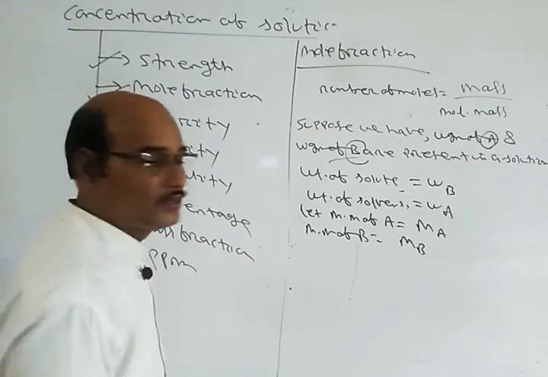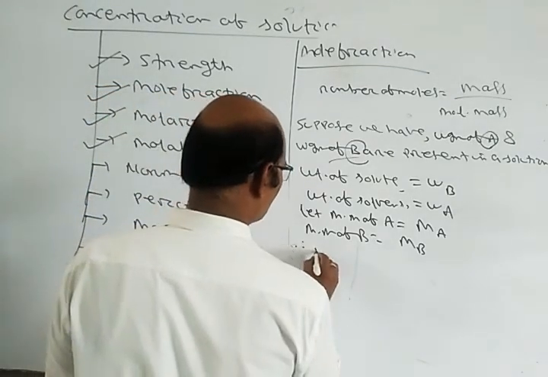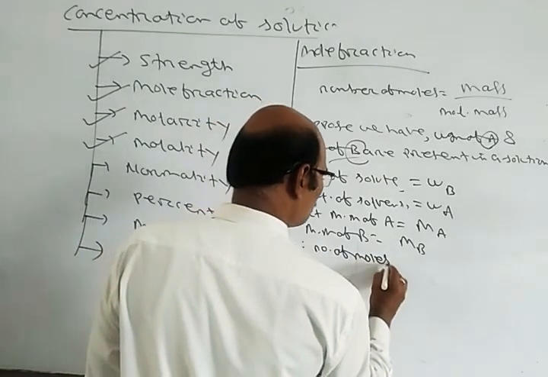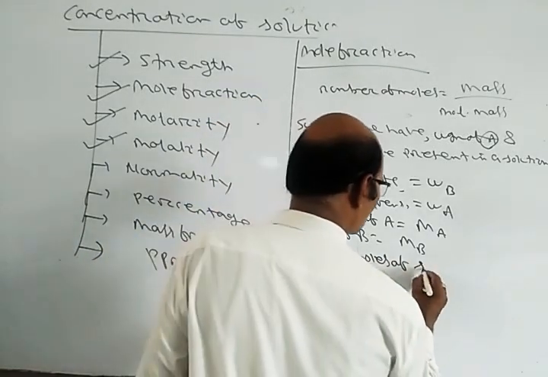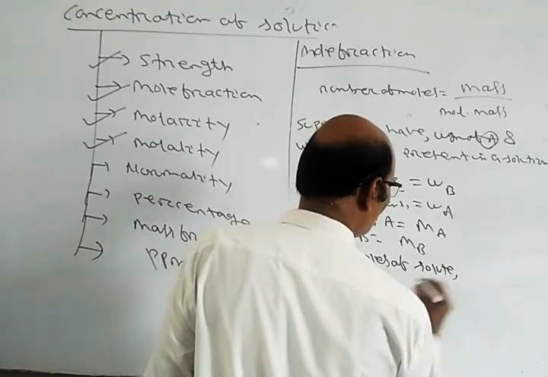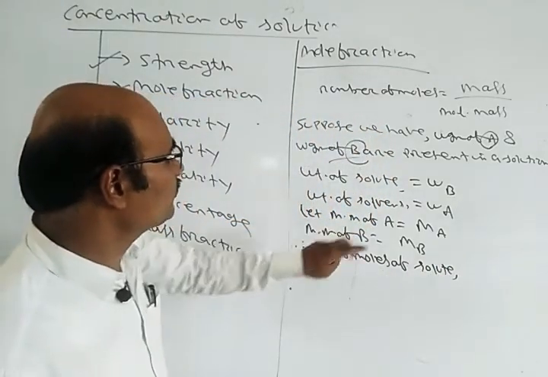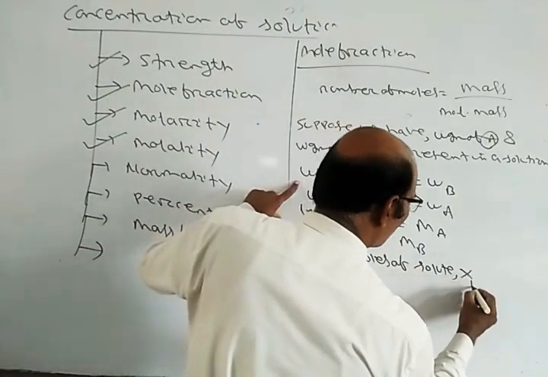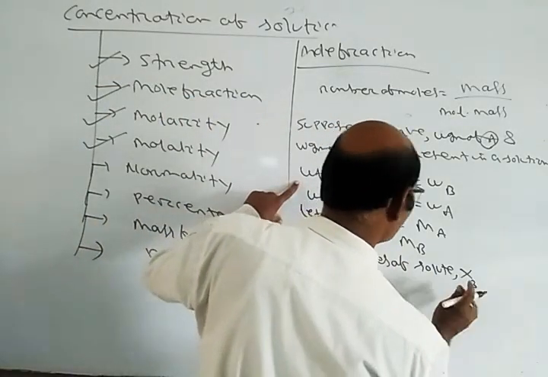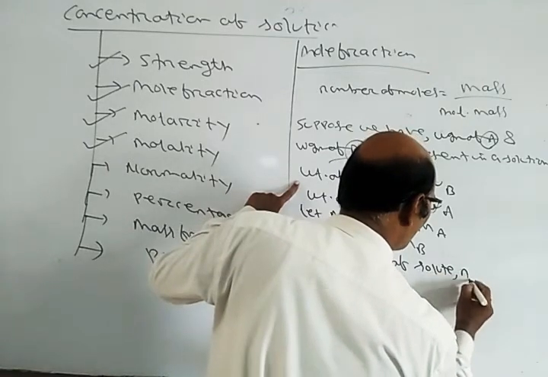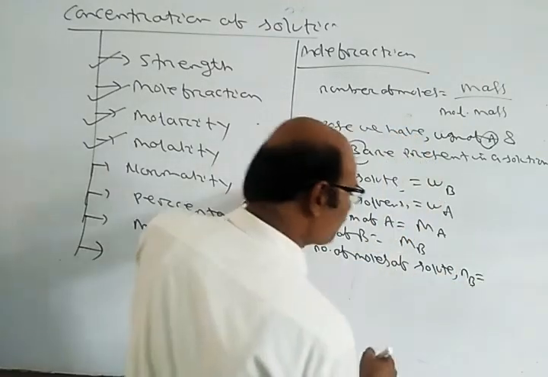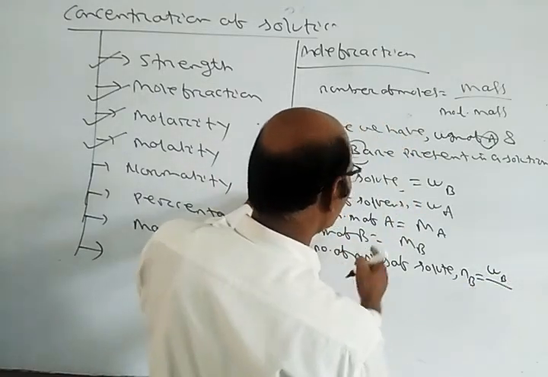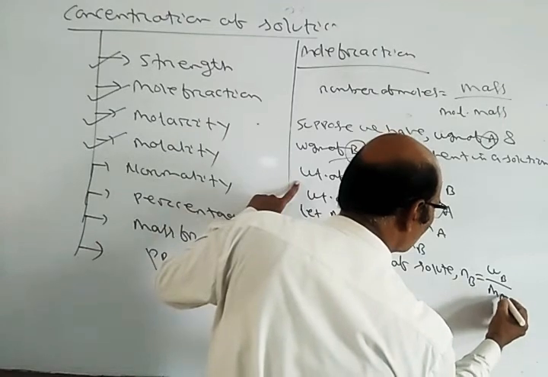Okay, now therefore number of moles of solute. What is the solute here? B. Number of moles of solute here, N of B, is equal to mass of B, WB, by molecular mass of B, M of B.